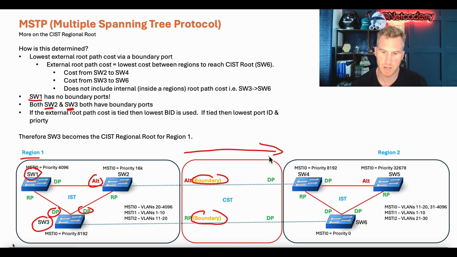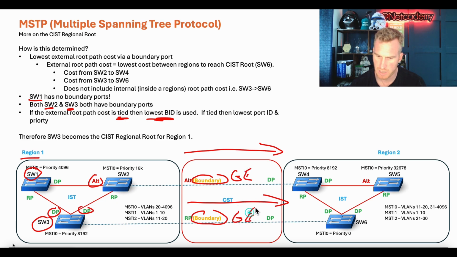What if there's a tie between the two interfaces here? Well, in such a case, the lowest bridge identifier is actually used. So if this was a Gig interface here and this is a Gig interface here, that would be something like 20,000 using the long cost that you get from the RSTP world. But then it takes into account the lowest bridge identifier, the priority.